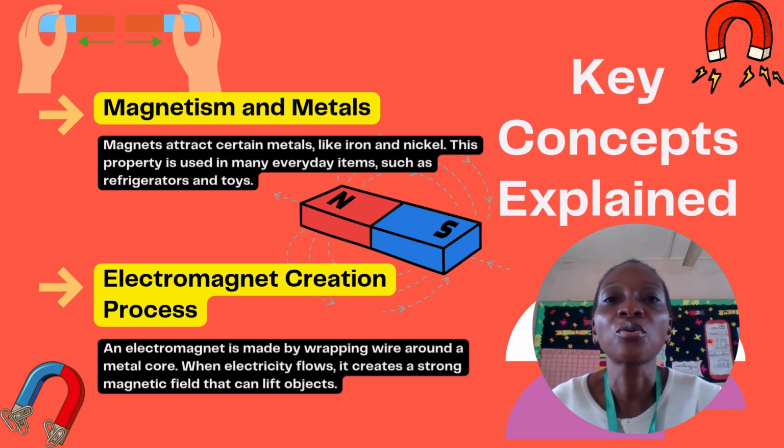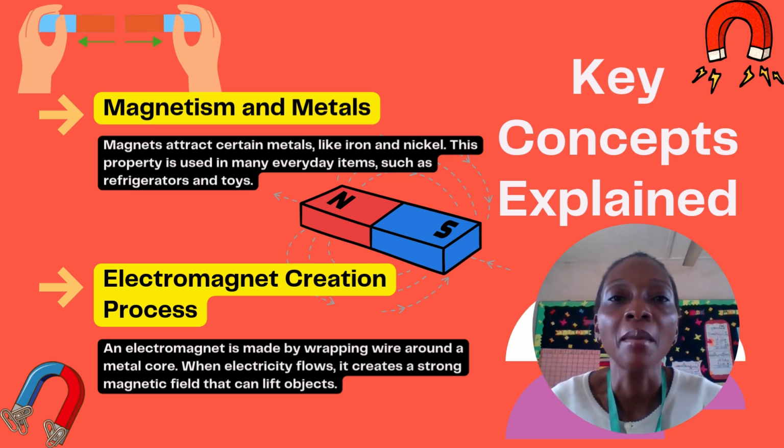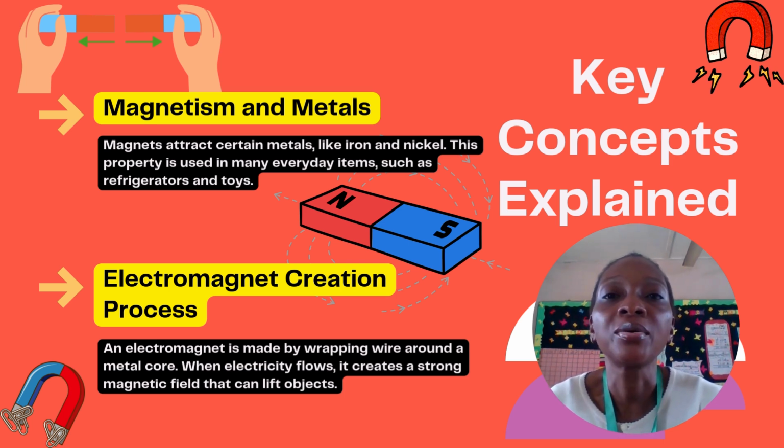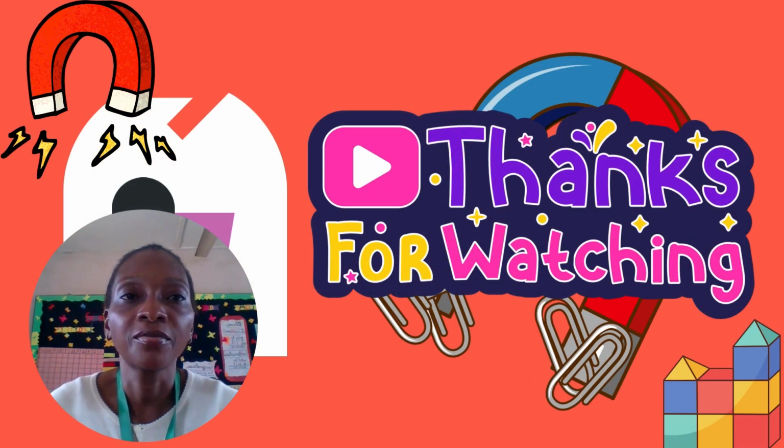Now let's go to the electromagnet creation process. An electromagnet is made by wrapping wire around a metal. When wire is wrapped around a metal and electricity flows, it creates a strong magnetic field that can actually lift objects.